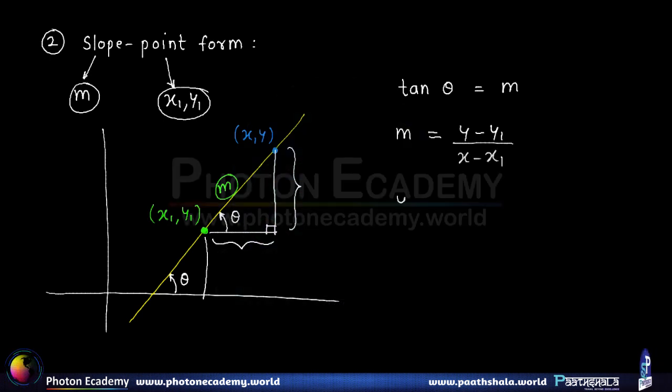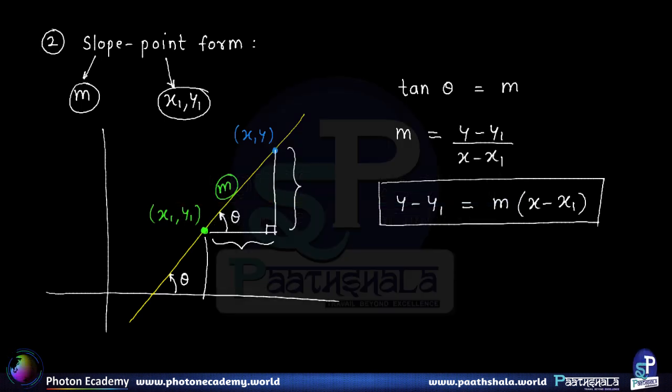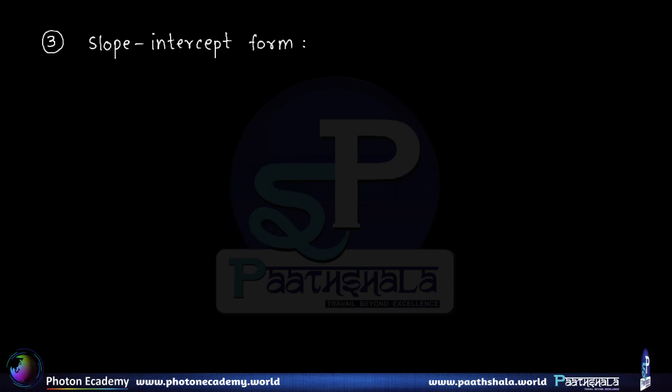So on cross multiplying we get y minus y1 equal to m into x minus x1. This is the slope point form of the equation of the line. We see that x1, y1 and m are the given constants, so at the end only x and y will remain in the equation. Let's go ahead to see another form.